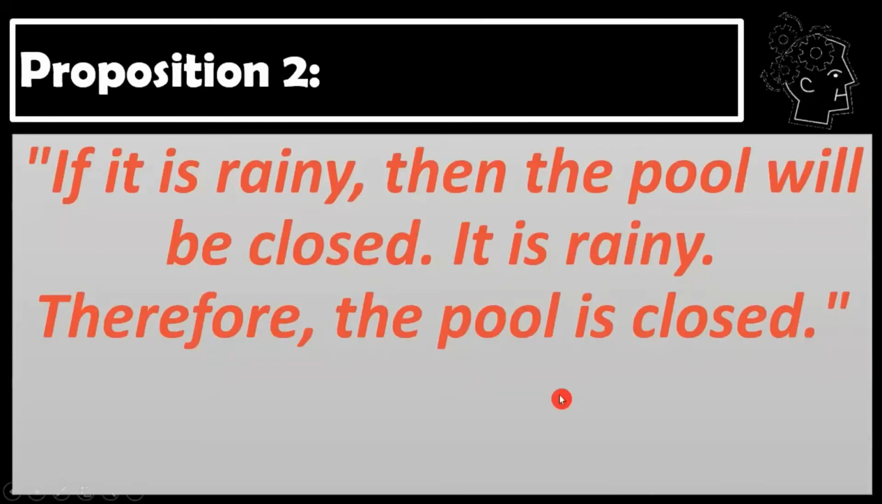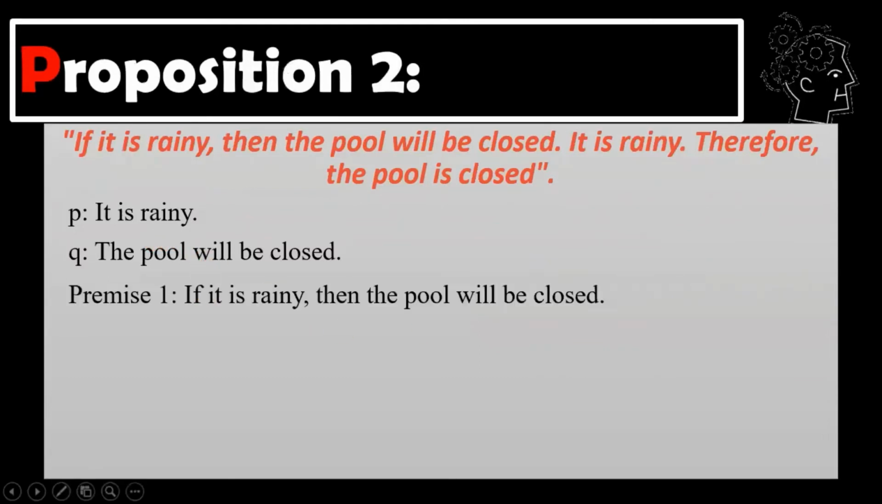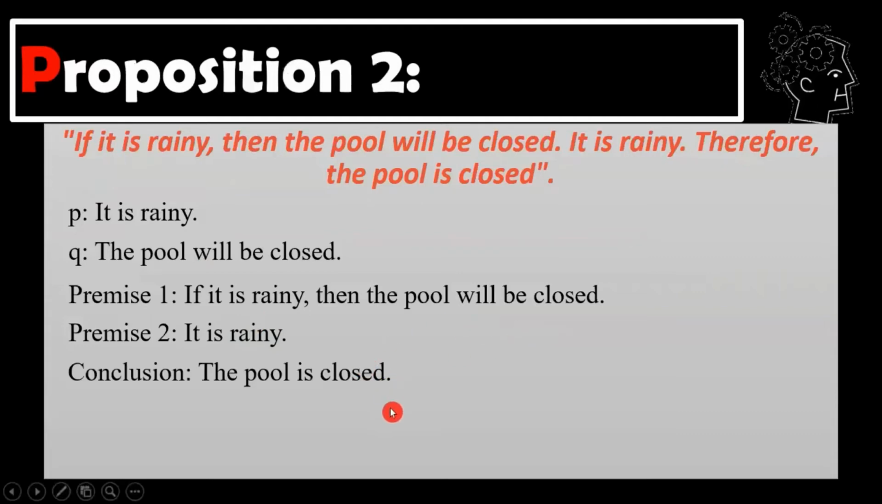So for our second argument: if it is rainy, then the pool will be closed. It is rainy, therefore the pool is closed. So let P and Q be our propositions. Proposition P is: it is rainy. Proposition Q is: the pool will be closed. So we have two premises here. For our first premise: if it is rainy, then the pool will be closed. For our second premise: it is rainy. So our conclusion is: the pool is closed.